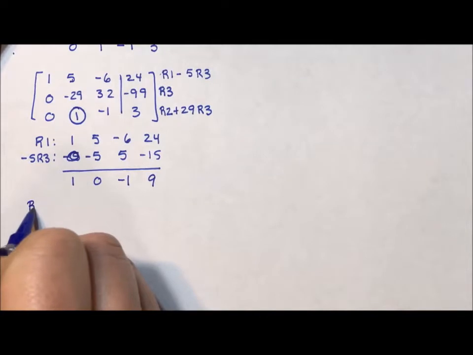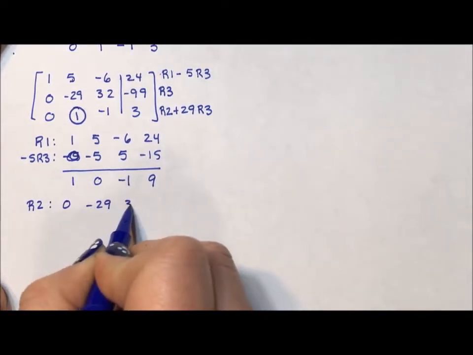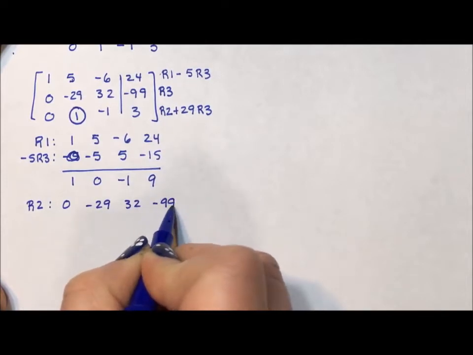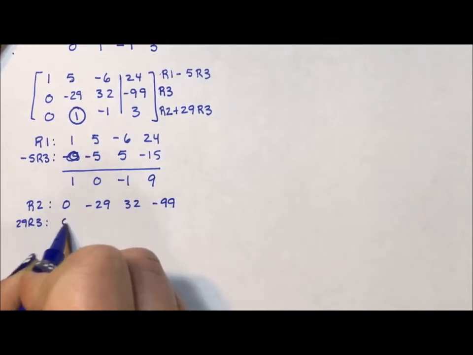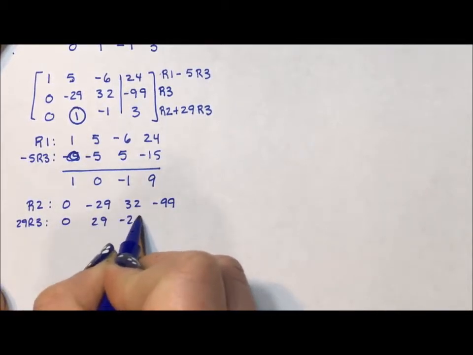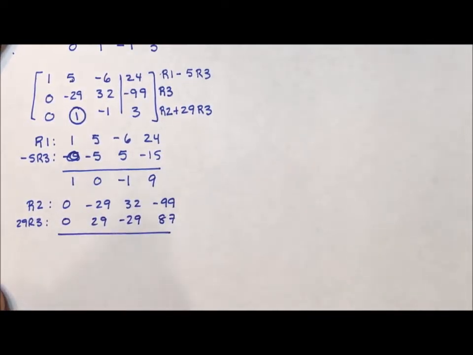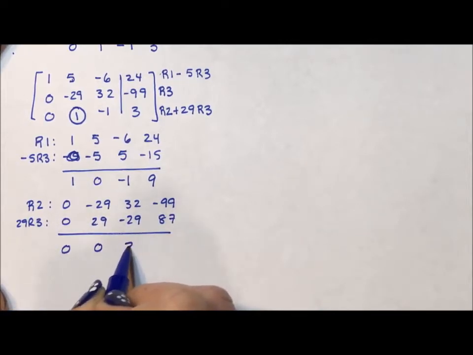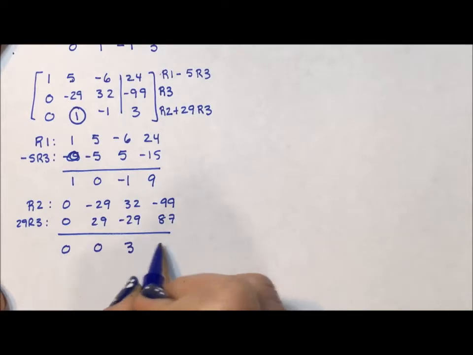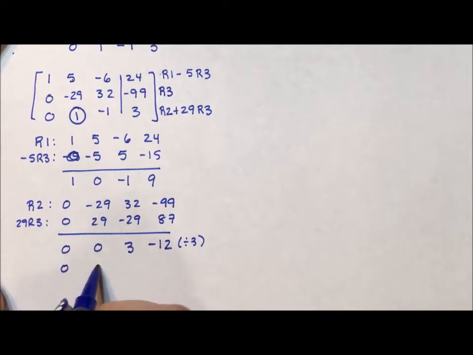I'm going to say row 2. Row 2 is 0, negative 29, 32, and negative 99. And then I'm going to have 29 times row 3, which is 0, 29, negative 29, and a positive 87. So when I add down, I get a 0, another 0, I get a 3, and I get a negative 12. If I divide all of this by 3, I get a 0, a 1, and a negative 4.